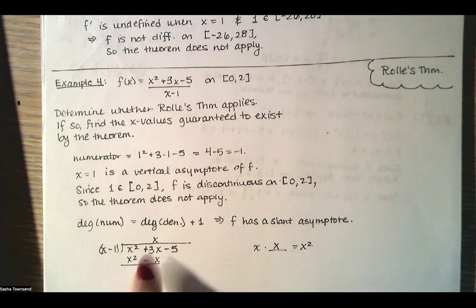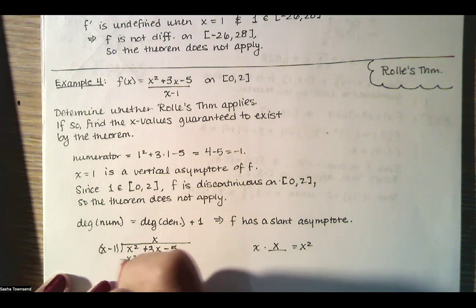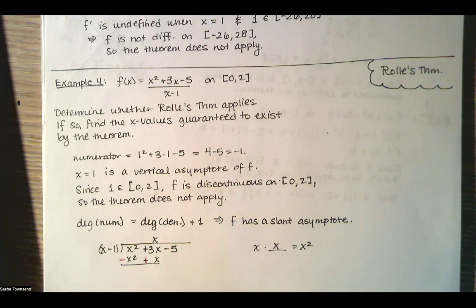And then we subtract, but when we're subtracting polynomials, we just add the opposite. So we would distribute that negative to each term and then collect like terms in columns. So we'll have x squared minus x squared, which is 0x squared, and then a 4x minus 5 here.